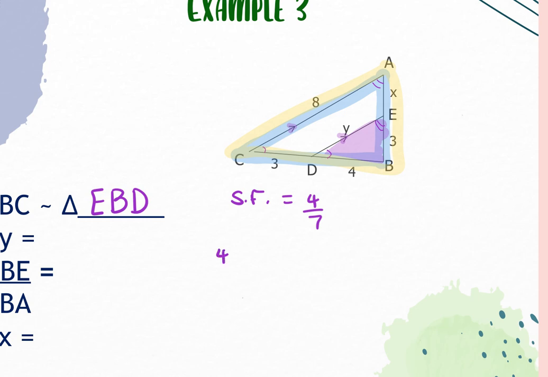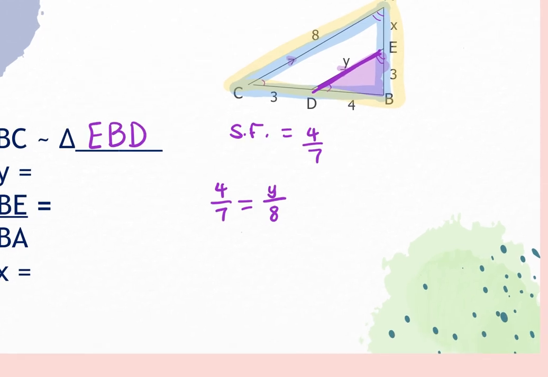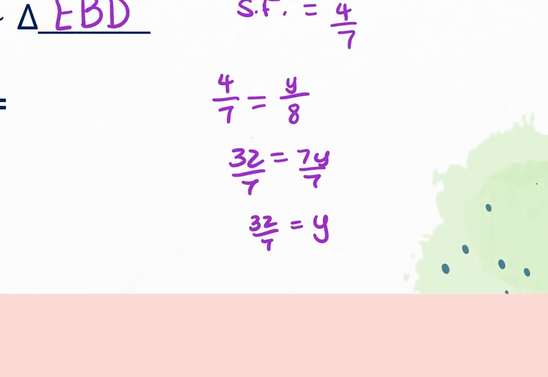So then 4 to 7 would equal y is the bottom of this, or the side of the small triangle. That would go on top. To which side corresponds to y? 8. And then I'd get 32 equals 7y. Divide by 7. And y is 32 over 7, which is what? A lot. 4/7.